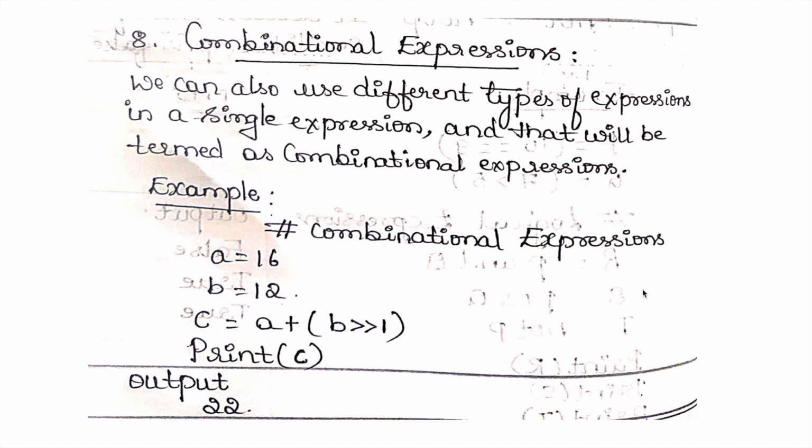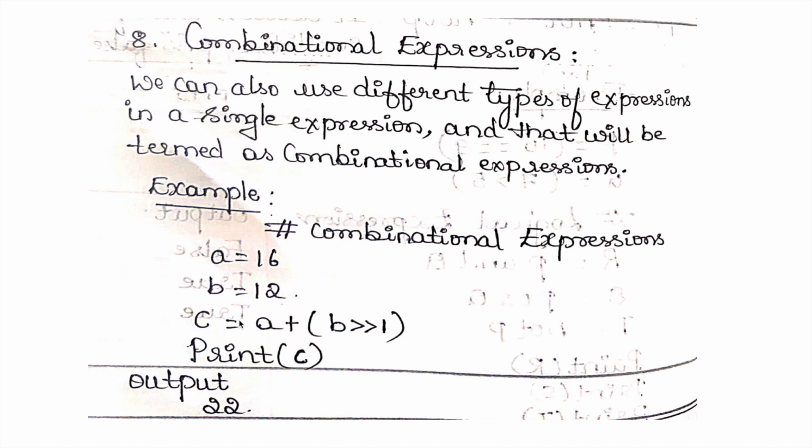Next is combinational expressions. As the name suggests, we can use different types of expressions in a single expression. You can combine different types of expressions into a single expression, and those are called combinational expressions. You can see, this is just an example. I am going to consider two values, a is equal to 16, b is equal to 12. C is equal to, now I'm going to do some operation.